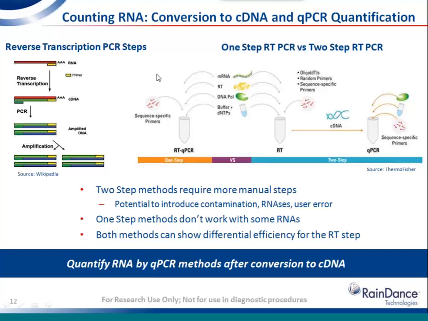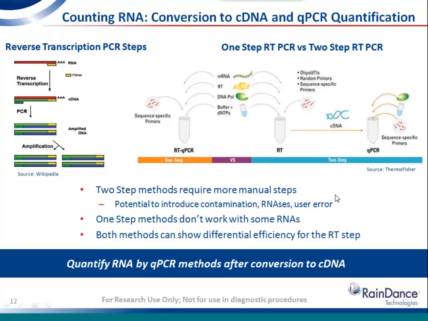For qPCR measurements of the cDNA, you have 2 choices. You can keep those 2 steps independent and generate cDNA and then take that material and put it into a standard qPCR assay. Or you can do a 1-step protocol where all of the components are added together. Clearly, the 2-step method requires more steps and has potential to introduce contamination, RNases, as well as there are opportunities for users to make errors. The 1-step method, although simpler, sometimes doesn't work.